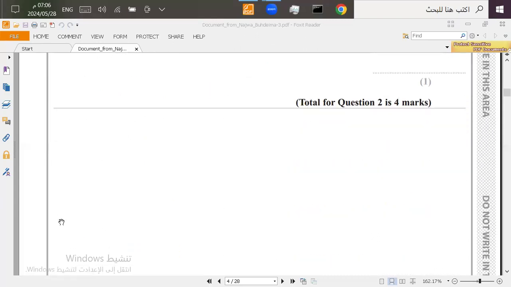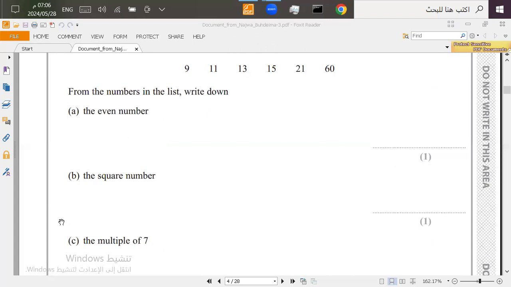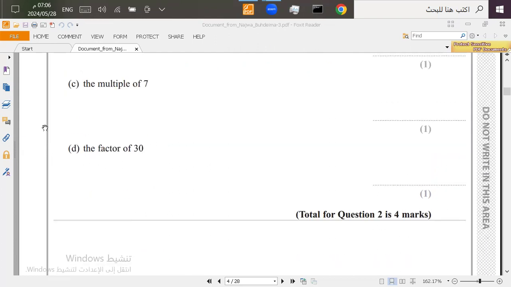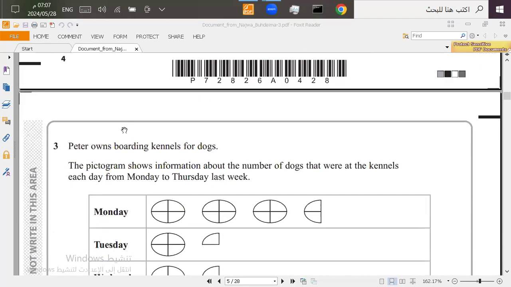We need the factor of 30. Factor of 30 means you can divide 30 by it, and it's 15. Very good. 60 is a multiple of 30, but 15 is a factor of 30. So focus on the difference between factors and multiples. It's very important to understand the ideas. Multiples are bigger than the number. Factors are smaller than the original number. Now let's move on to the next question.